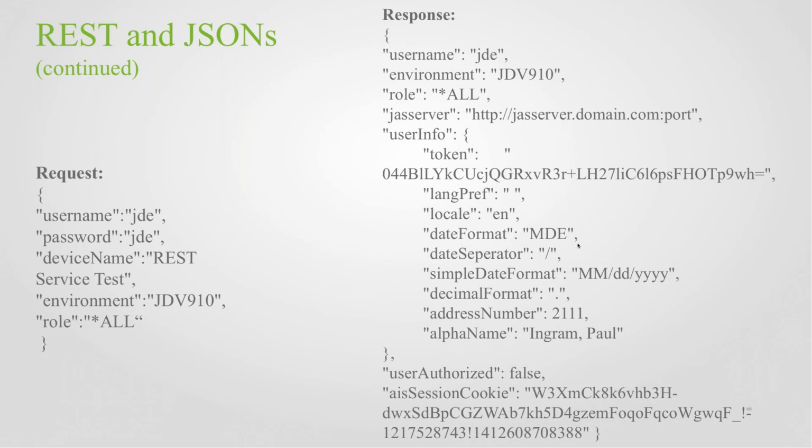So the token, which is basically a unique identifier for your particular session, a whole bunch of information about your user profile, which is in the F00921 system table, like your language preferences, your locale, how you want your dates formatted during your sessions, separators, decimal formats, on and on and on. Things that you would get if you just logged in normally to J.D. Edwards. And then so on, some additional information about cookies and so forth. So if you really break it down, nothing too shocking there.